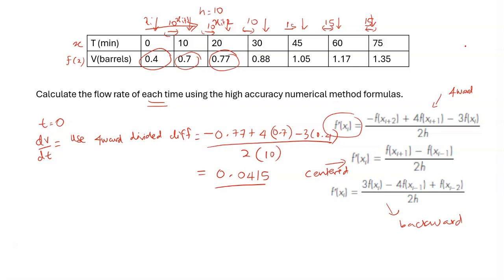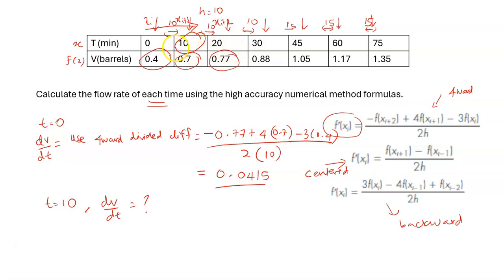Okay, next, let's look at when t equals 10. So when t equals 10, what is the dv/dt? For this number, you can use centered, you can use forward, but you cannot use backward because you don't have the xi minus 2 data. You have xi minus 1. This is your xi now. We are at t equals 10, alright?